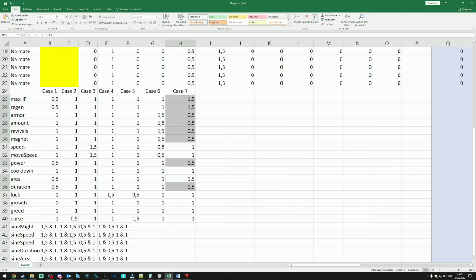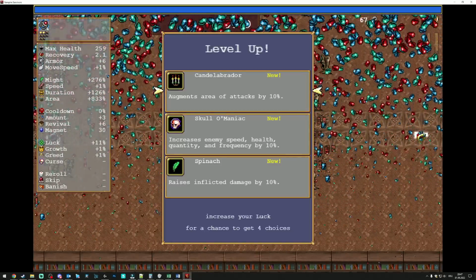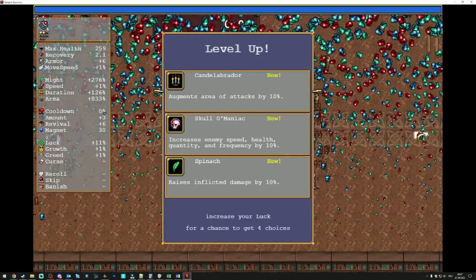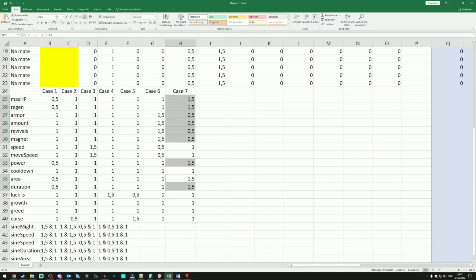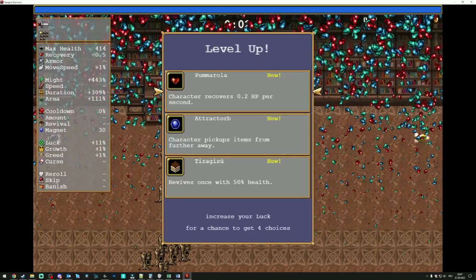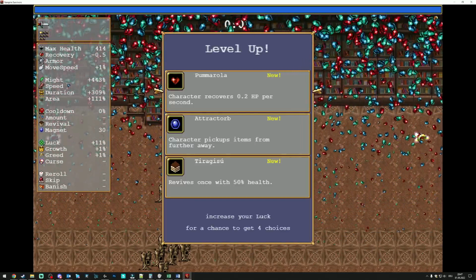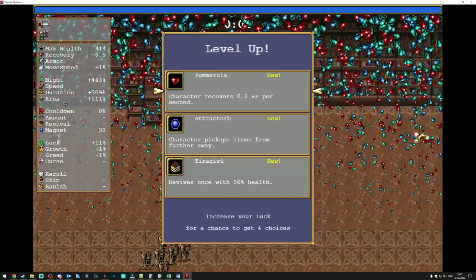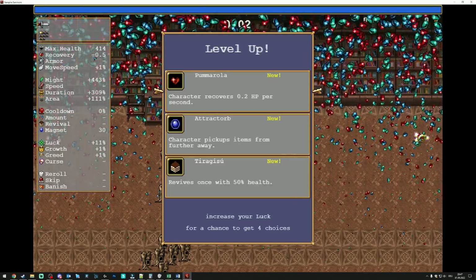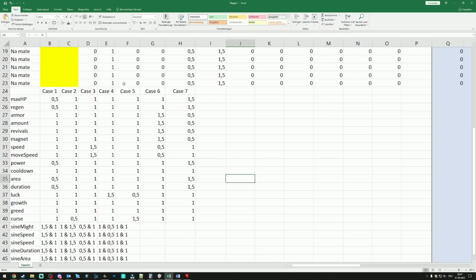I think it would be easier to just check out projectile speed and movement speed. 1% movement speed, 1% projectile speed. Cooldown should also be at a 1. Let's check it out. There's cooldown. It's at a 1. Okay, perfect. And now just a final one to show that there's only one case active. We have max HP, we have might, we have duration, area. Also looks like recovery something happened.